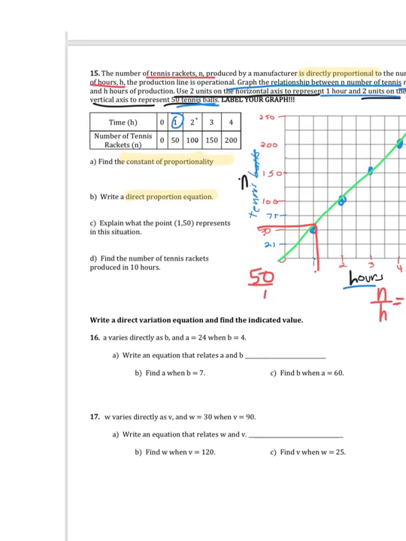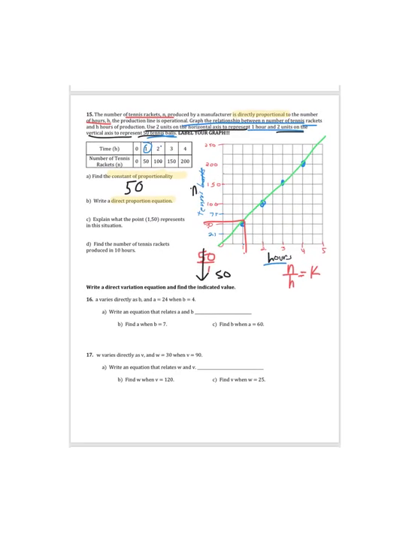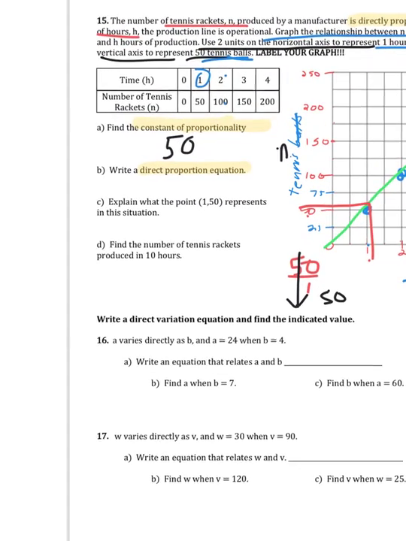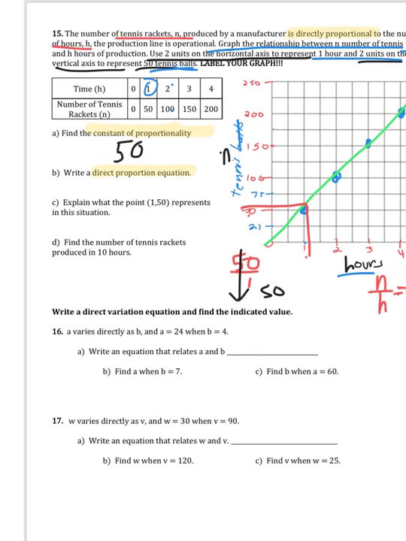So what would be the constant? Well, what's 50 divided by 1? 50. So the constant would be 50. Let's write our direct proportion equation. Did it say use n or anything like that? No. So let's use n and h for hours. So n would equal 50h. Okay, got that. Oh yeah, it does say h and n. I remember doing that.